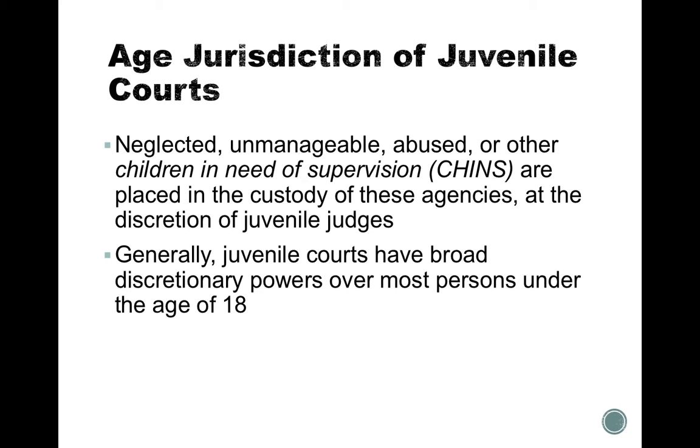Another thing that happens is the courts also have jurisdiction over what we call children in need of services, or child in need of services. That's a CHINS, and that's the term Massachusetts uses, but other states might use PINS, person in need of supervision, or MINS, minor in need of supervision. These are neglected, unmanageable, abused, or other types of children that are in need of services. Generally, the courts have broad discretionary powers over people under the age of 18. And so this could be kids who are basically refusing to follow their parents' rules.